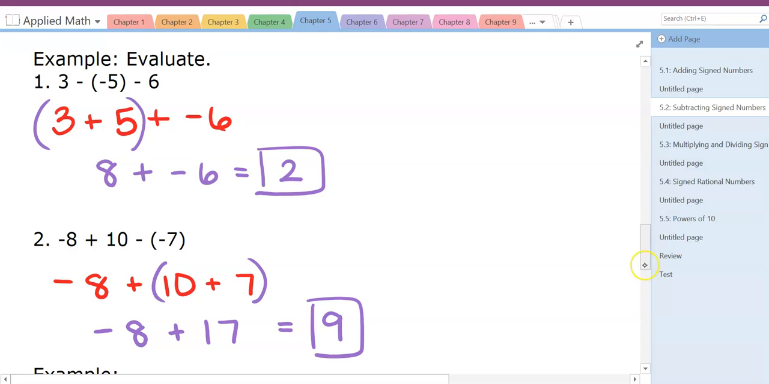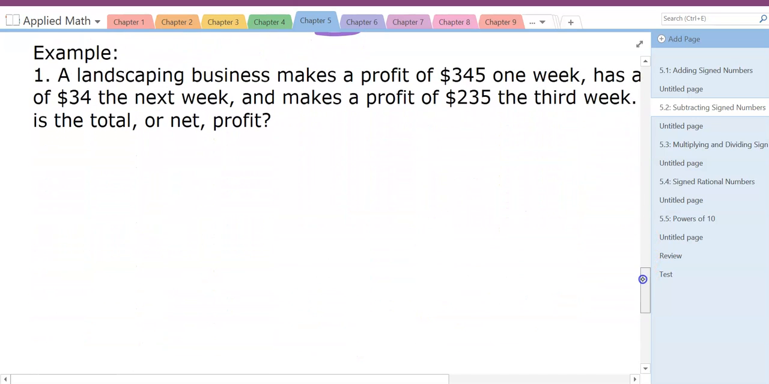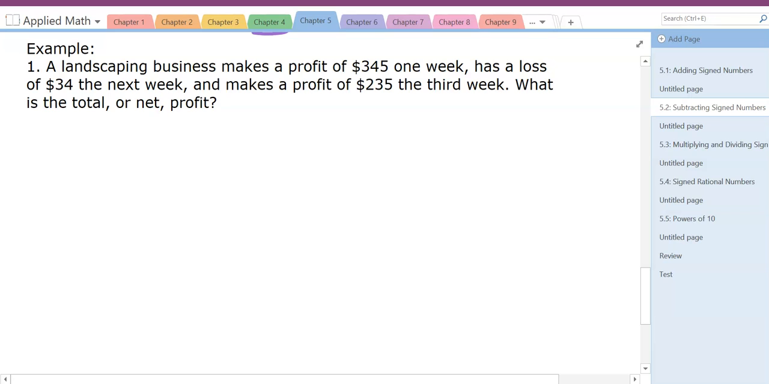All right, let's finish up with a couple of word problems. A landscaping business makes a profit of $345 one week, has a loss of $34 the next week, and then makes a profit of $235 the third week. What is the total or the net profit? So profit means positive, loss would be negative. They start out by making $345, so that's a positive amount. We take away the 34 that they lost the week after that, and we add the 235 that they made for their third week.